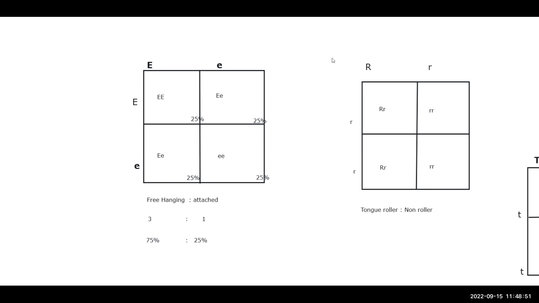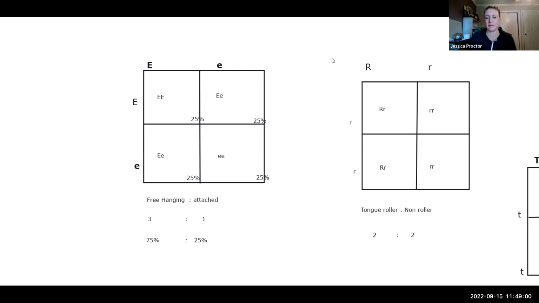2. 2. And how many non-tongue rollers would we have? 2. 2. Or if we want to write it as percentages, easy peasy, piece of cake. What percentage? What's 2 divided by 4? 50%. That's just showing there's an equal likelihood of a tongue roller versus a non-tongue roller for this particular Punnett square.